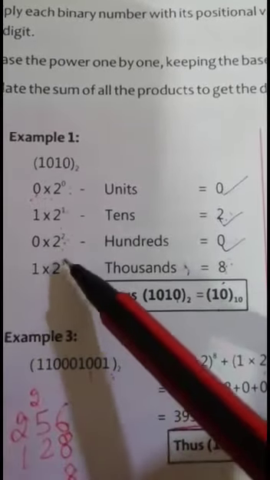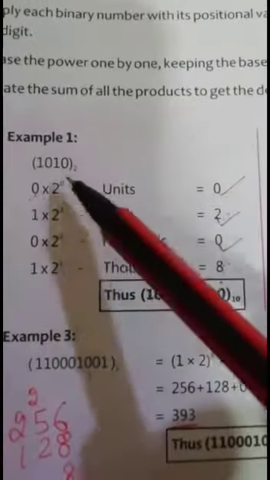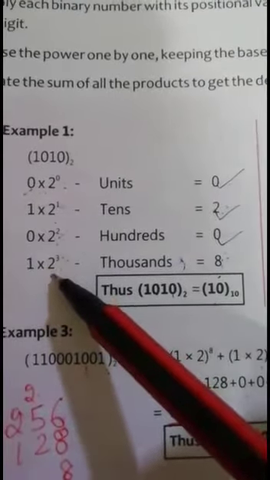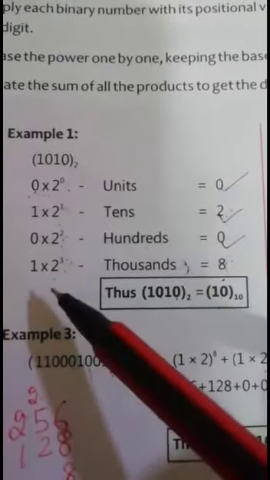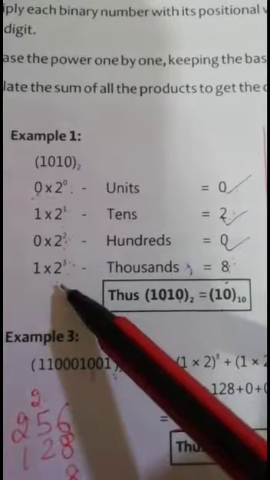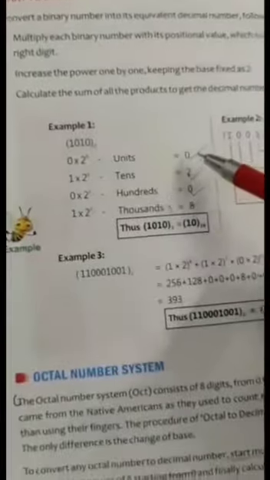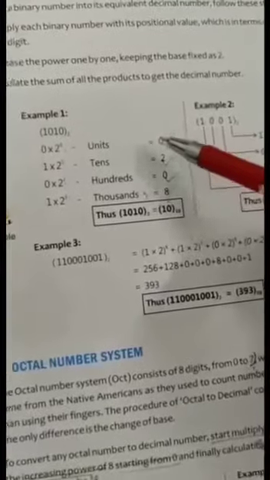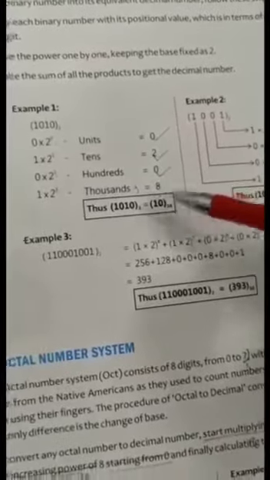1 multiplied by 2 power 3. Next digit is 1. Base will remain fixed, only the power will increase. 2 power 3. 2 raised to the power 3 means 2 multiplied by 2 multiplied by 2. So 2 multiplied by 2 is equal to 4. 4 multiplied by 2 is equal to 8. 1 multiplied by 8 is equal to 8. Now calculate the sum of all the products to get the decimal number. 0 plus 2 plus 0 plus 8 is equal to 10.